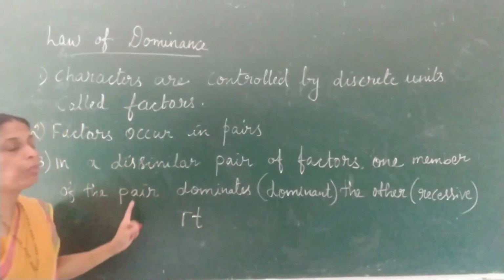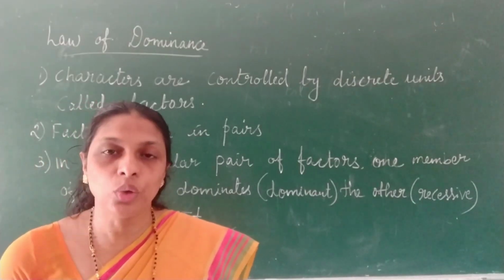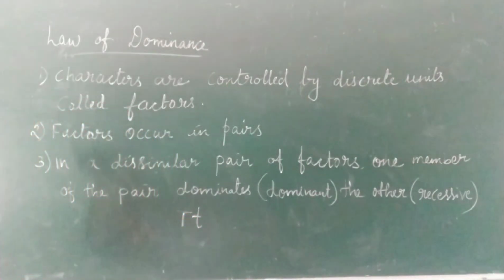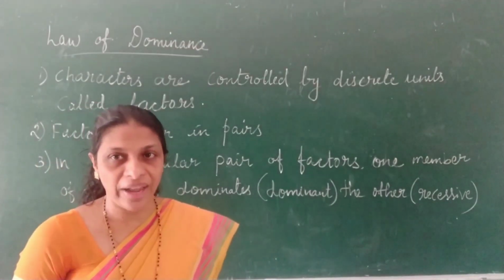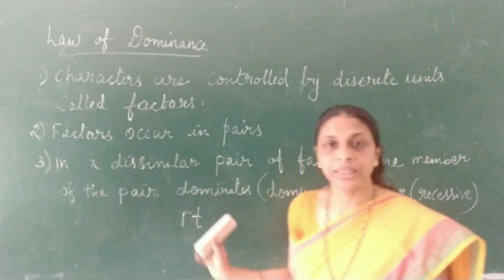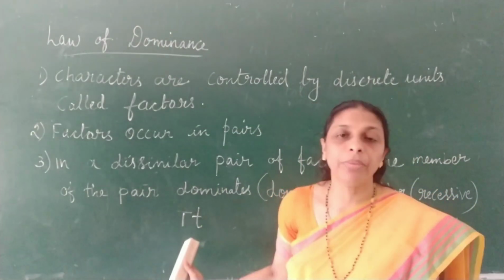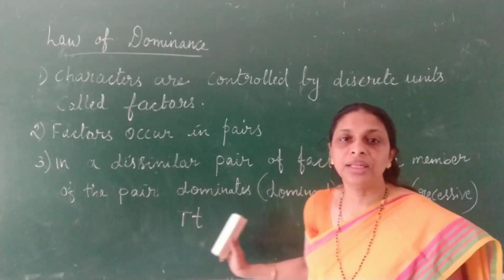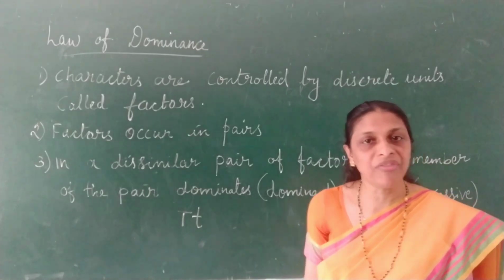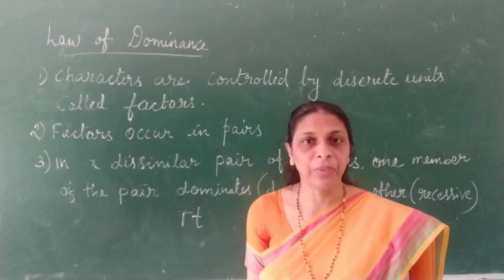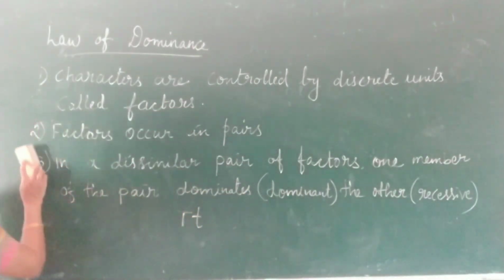So these are the 3 points, very, very important from examination point of view, law of dominance. So law of dominance states that characters are, note these points, characters are controlled by discrete units called factors. Factors always occur in pairs. And the third point, in a dissimilar pair of factors, one member of the pair always dominates the other. The one which dominates is called the dominant gene or the dominant factor, and the other which gets suppressed is called a recessive factor. So that is all about law of dominance.